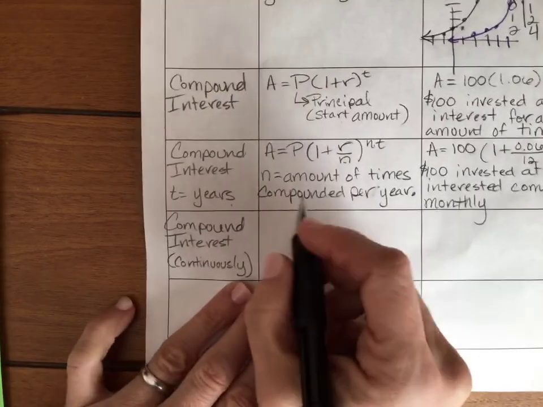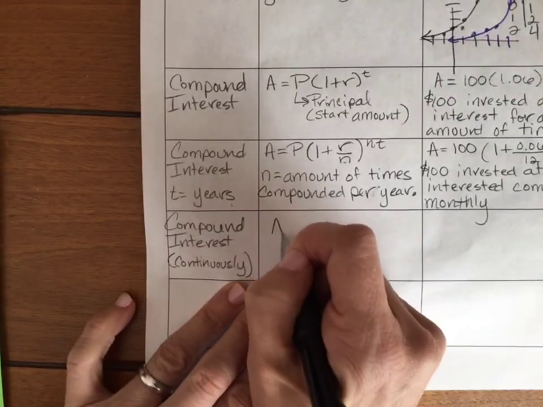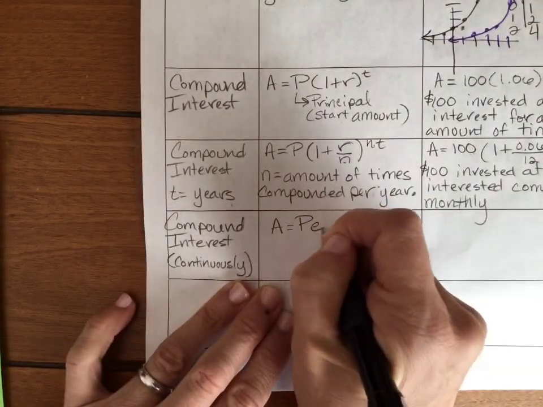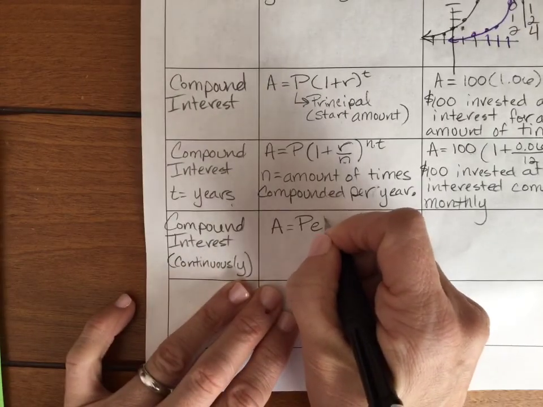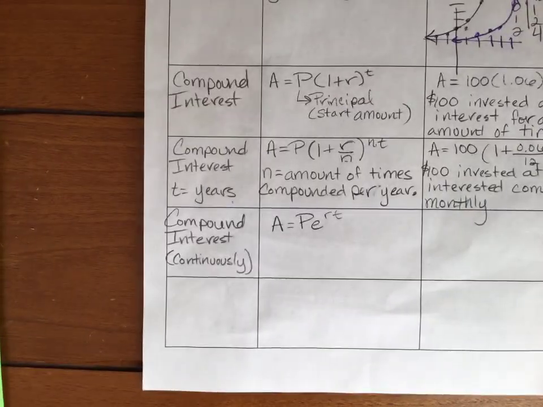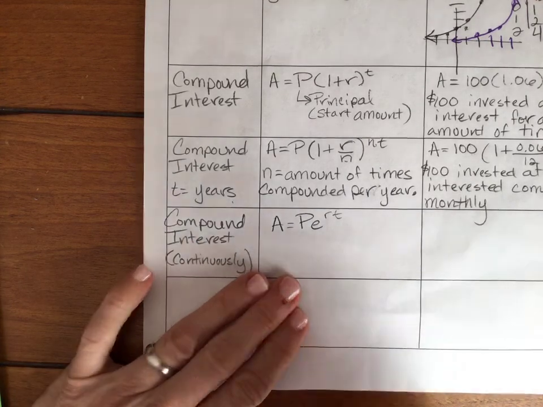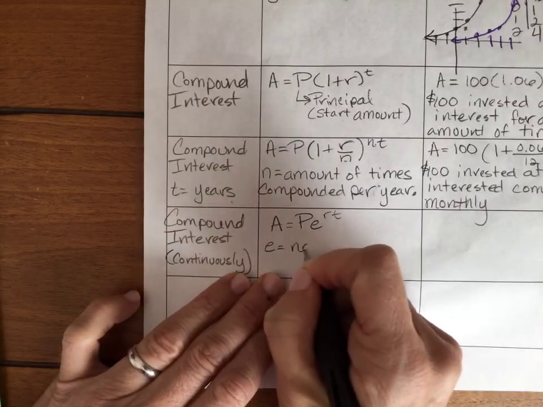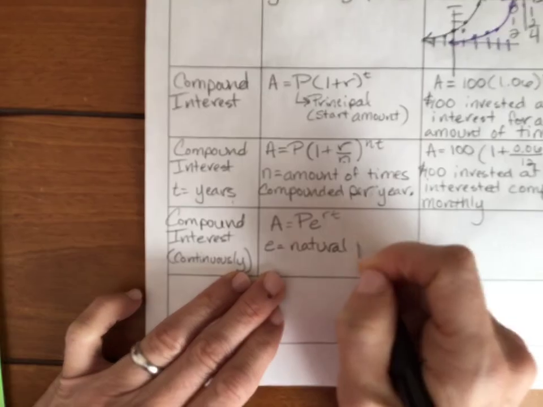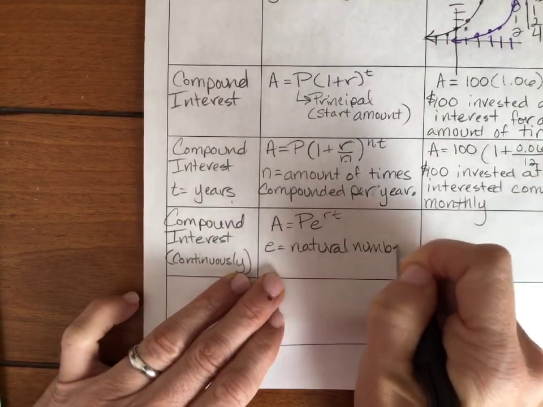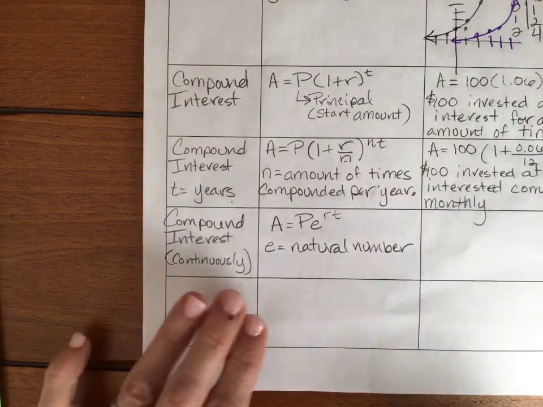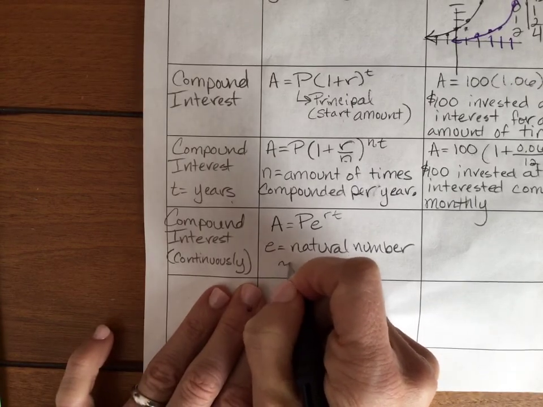So to compound interest continuously, it's going to be A, that's still our amount, P, our principal, e, and that all to the power of r times t. The only thing different here is this letter e, and it's actually a number. It's called the natural number. It's an irrational number, so it has a symbol kind of like pi, and it's approximately 2.72.